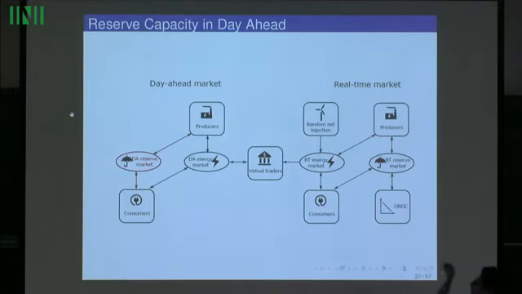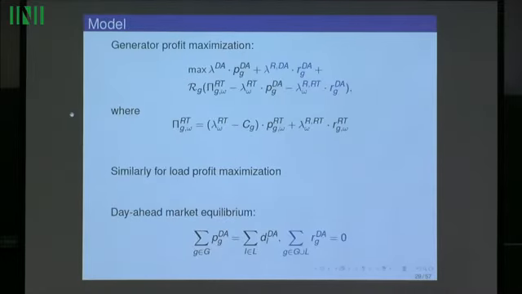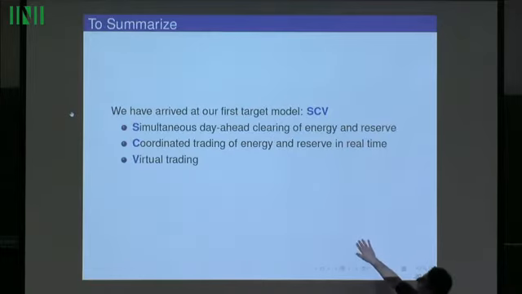And the last element for designing the two-settlement US system is introducing a day-ahead reserve capacity market. So it's the same principle as the day-ahead energy market. It's a financial market where we can sell reserve capacity in the day ahead, and then we settle our position for reserve capacity in real time. So this is how much we sell in the day ahead. And this is what a generator's problem looks like. He's now getting a payment in the day ahead, but then buying back his position at the real-time reserve capacity price. And you have an equilibrium condition for the day-ahead reserve capacity.